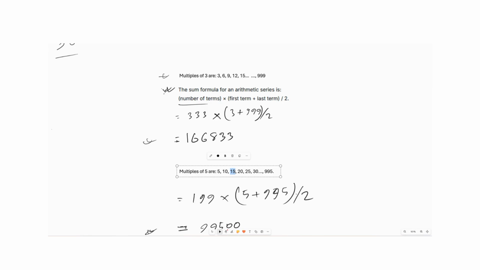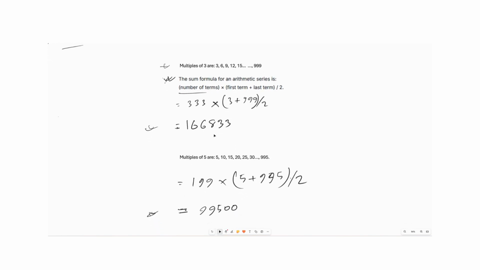Why? Then we will do the inclusion and exclusion principle, and that will give us the answer, because we have to avoid duplicate counts. So 15 we have added twice, here also 15 counted, here also 15 counted, these both numbers having 15, right? And there are other numbers that are also divisible by 5, and here other numbers that are divisible by 3.